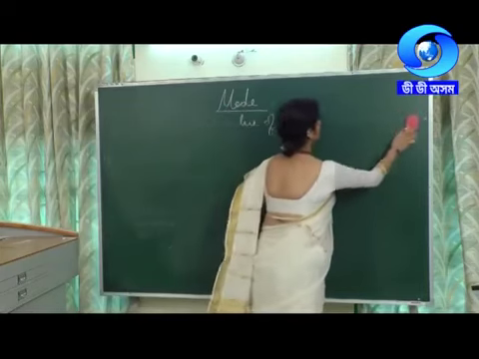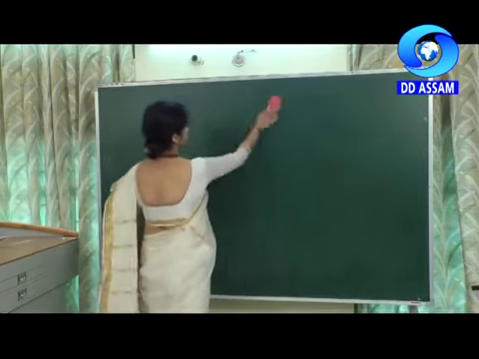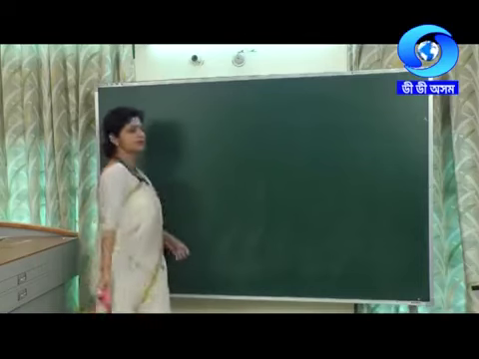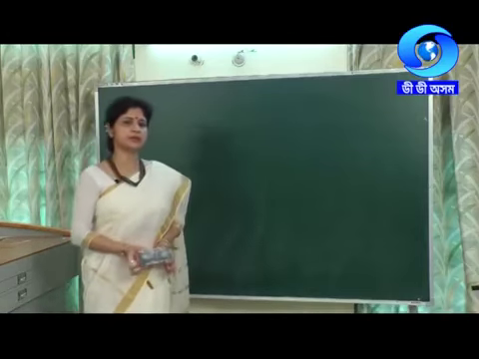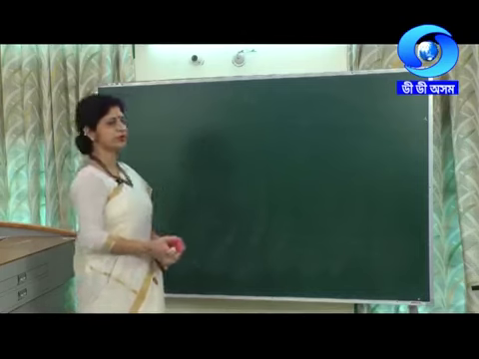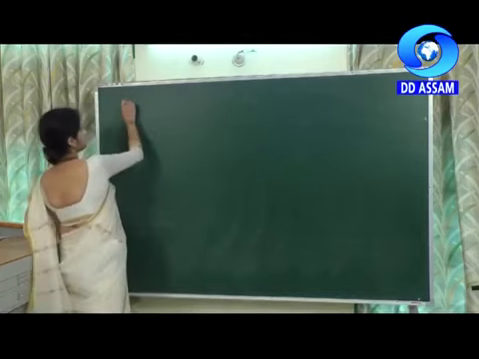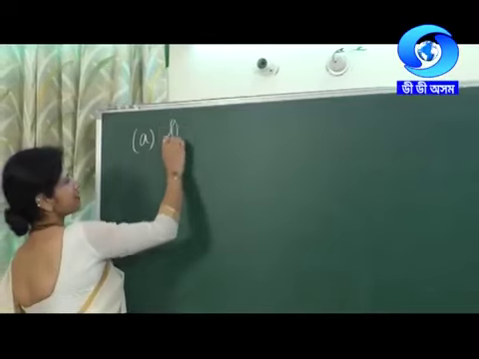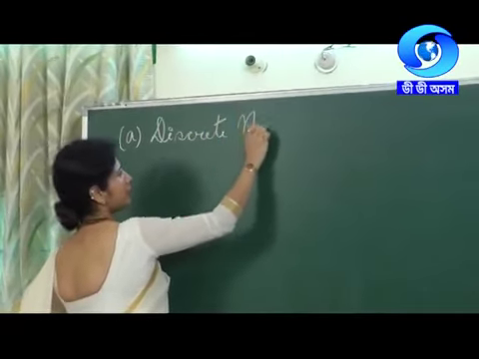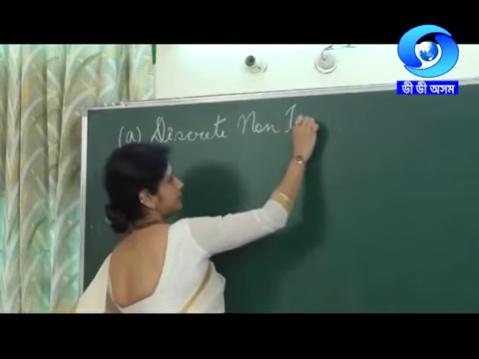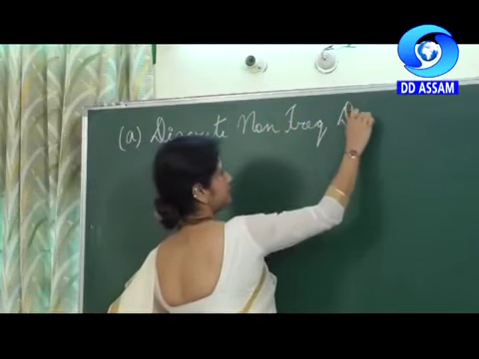Now we shall go to calculation of mode, or finding mode, in the three different kinds of distributions, that is discrete non-frequency distribution, discrete frequency distribution, and group frequency distribution. So the first case is discrete non-frequency distribution.